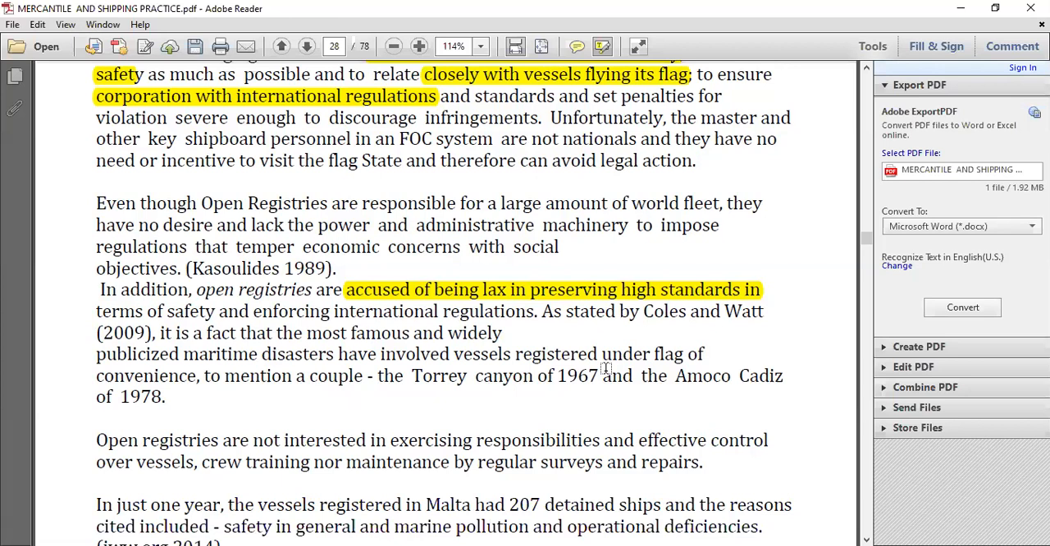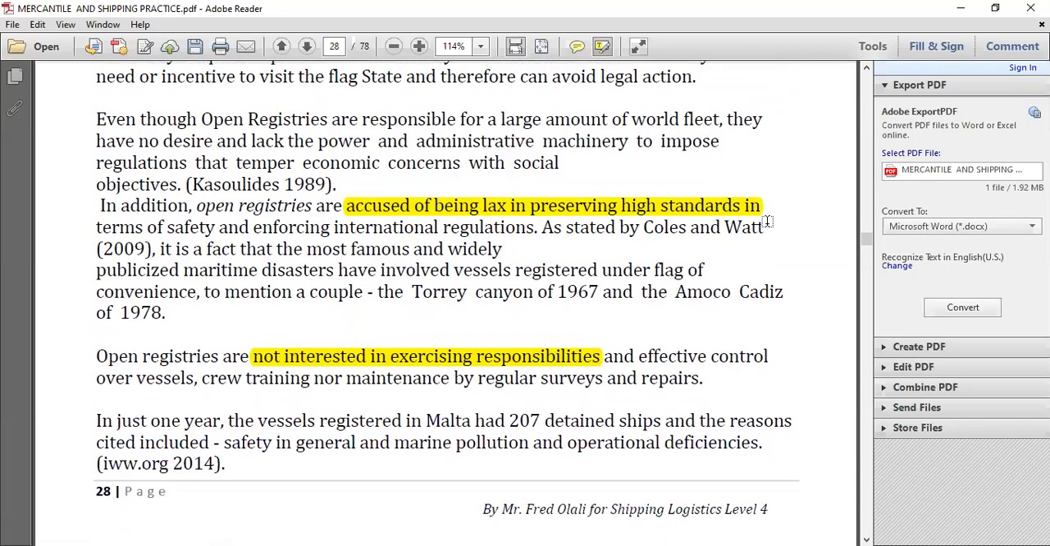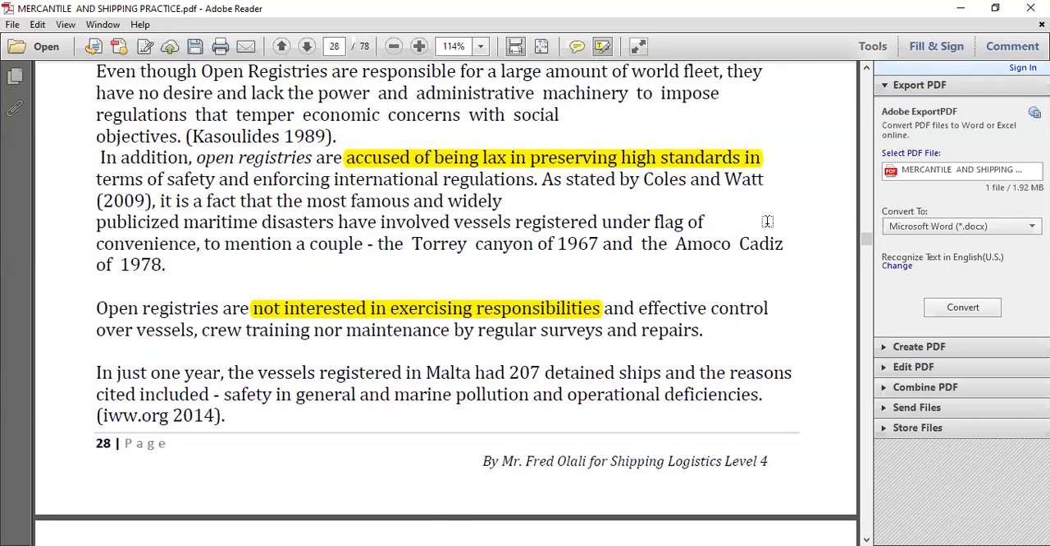To mention a couple, the Torrey Canyon of 1967 and the Amoco Cadiz of 1978. So open registries are not interested in exercising responsibility. You see, these are some of their weaknesses. They don't have that much interest in exercising responsibilities and effective control over vessels, crew training, or maintenance by regular surveys and repair. And this should be their mandate.